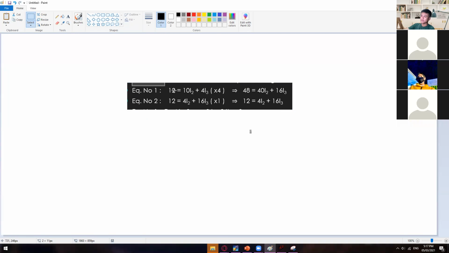So in here we have equation number 1 and then equation number 2. These are the original simplified versions. What he did here is he tried to remove the other variable by multiplying each expression by a certain value. Here he multiplied 2 times 4 to get the 16 I sub 3. Of course, you have to do it on the entire equation. So you will get 48 is equal to 40 I sub 2 plus 16 I sub 3.